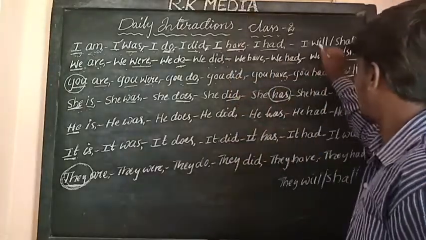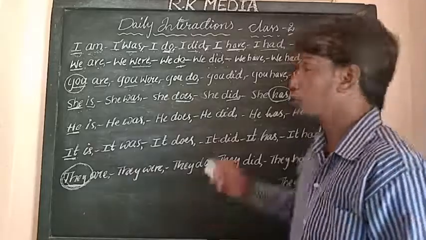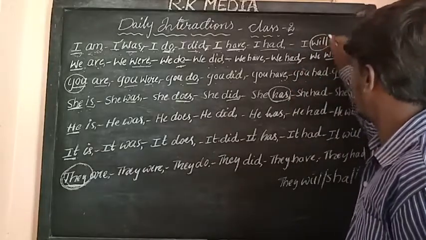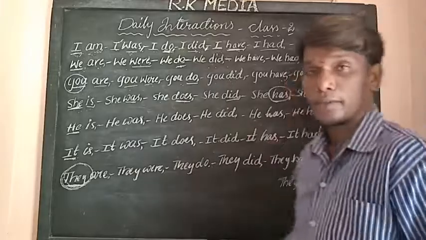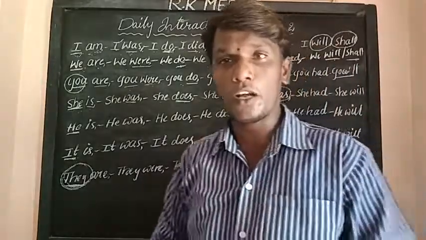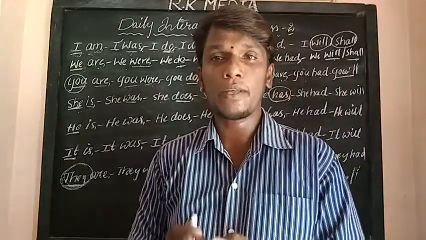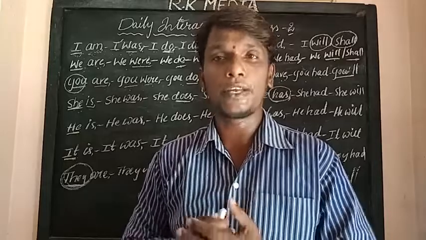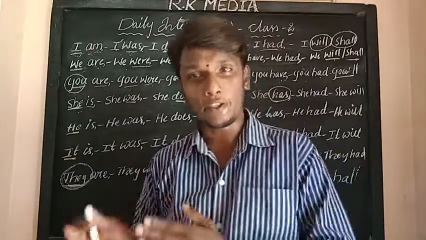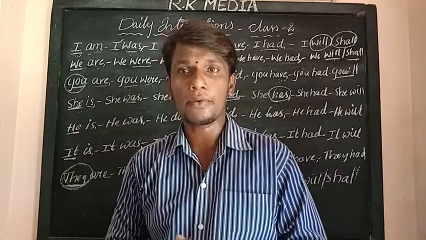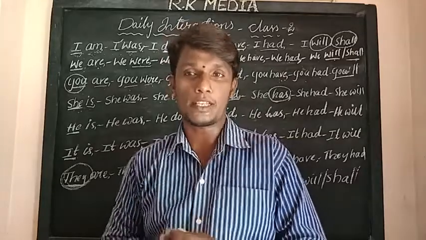And see, I will, I shall. So here I use the modals will and shall. Will and shall are modal auxiliary verbs. These will and shall are used to indicate an action which is going to take place in the future. For example, I will come to the class tomorrow.